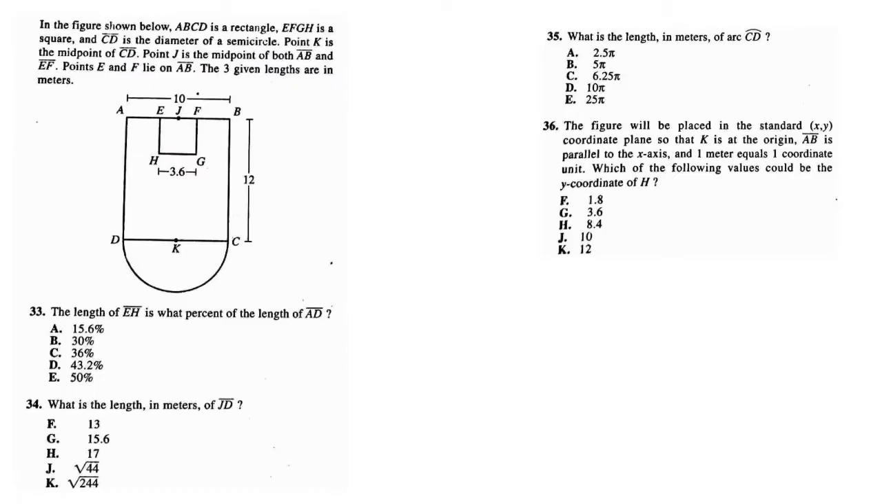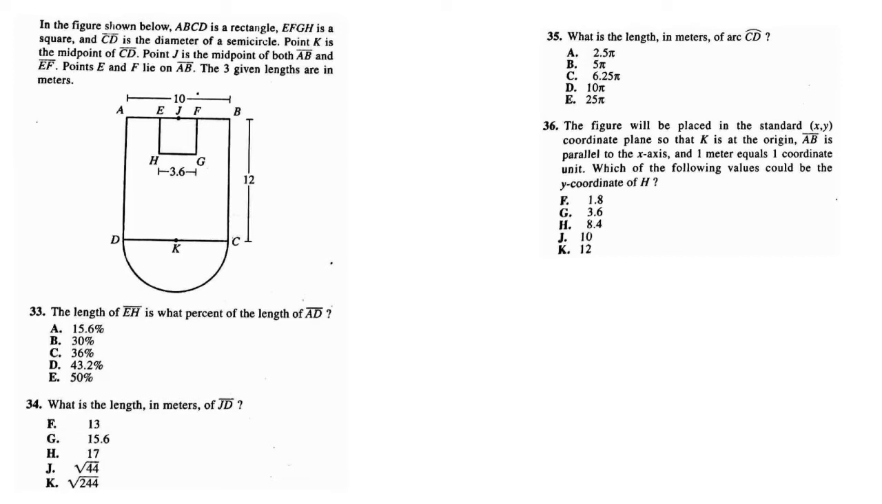So for 33, we're given, it looks like a basketball court. And let's see, we have a square. CD is the diameter of the semicircle that we see down here. And point K is the midpoint of CD. Point J is the midpoint of AB. And let's see, what else? Points E and F lie on the line AB. The 3 given lengths are in meters. So we have all this information now. And so let's see if we can answer our question.